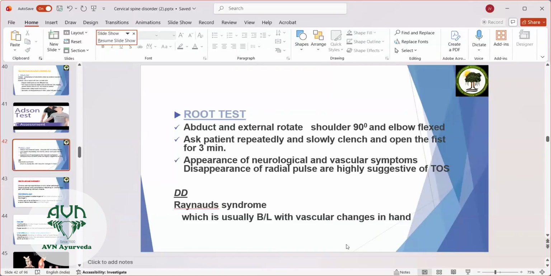So we can make a differential diagnosis of Raynaud's syndrome from the cervical problem, as Raynaud's is usually bilateral with vascular changes in the hand. By doing a simple test, the Roos test, we can assess whether Raynaud's syndrome is there or not.